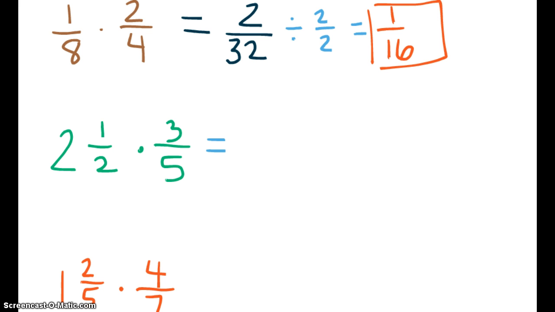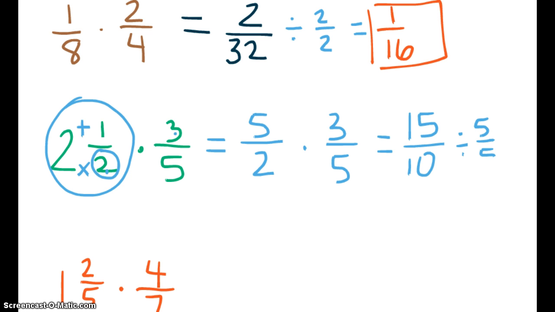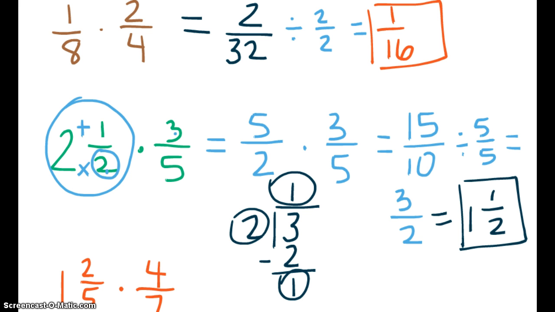Okay, the next one. First thing that we've got to do is change this to an improper fraction. So we're going to say 2 times 2 is 4 plus 1 is 5 over, and we're going to keep the same denominator. 5 halves times 3 over 5 is 3/5. And now we're going to multiply straight across. 15/10. Now we can simplify this, or we can just divide it out. I'm going to simplify first by 5/5, and that equals 3 halves. Then I'm going to take 3 divided by 2, and I get a whole number 1 with 1 out of 2 pieces remaining. So that should have been your final answer.